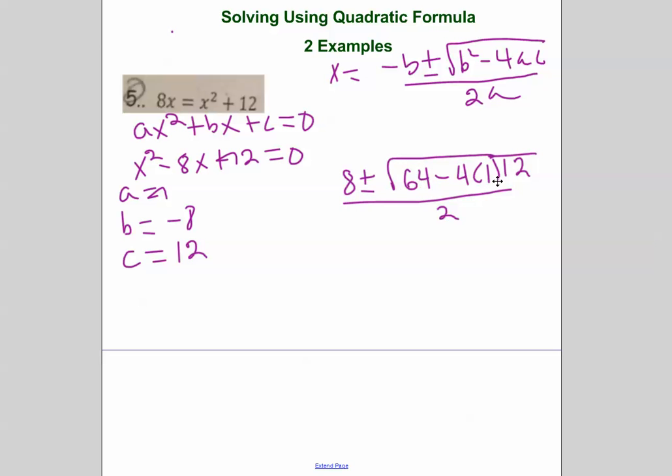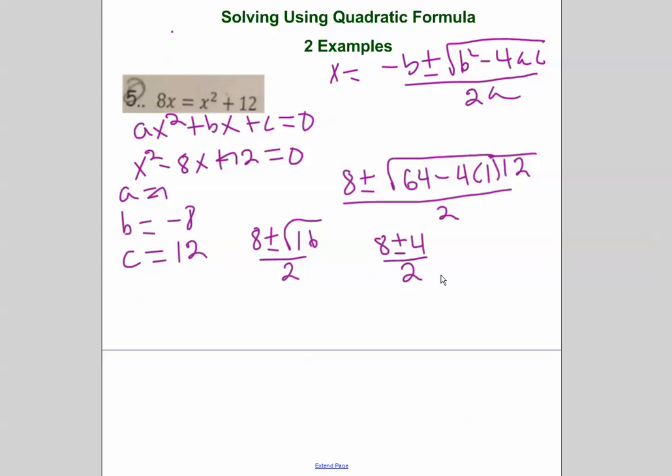So what we got is 64 minus 48. So that's going to be 16. So 8 plus or minus radical 16, all over 2. Radical 16 is, of course, 4. So you have 8 plus or minus 4, all over 2.